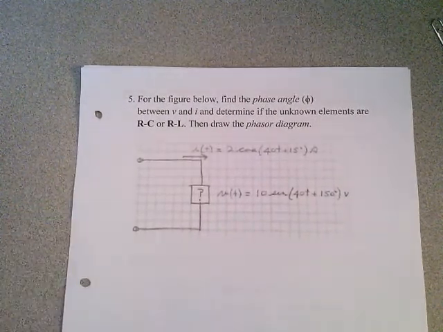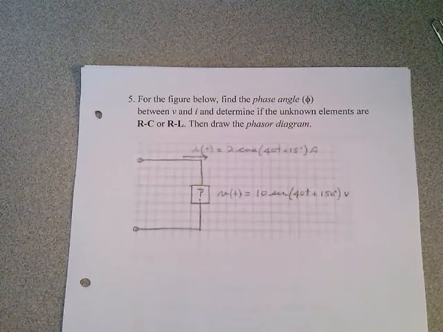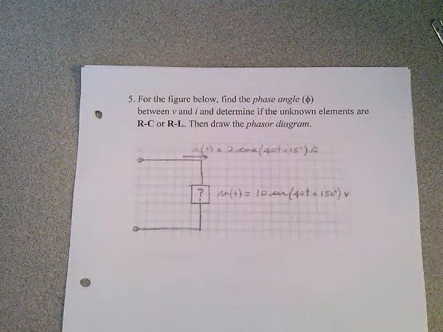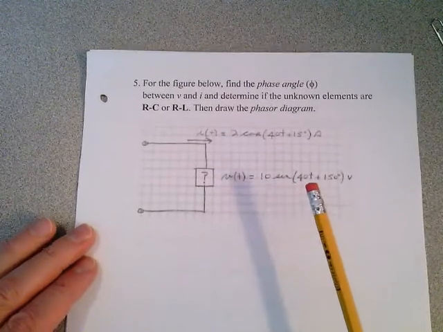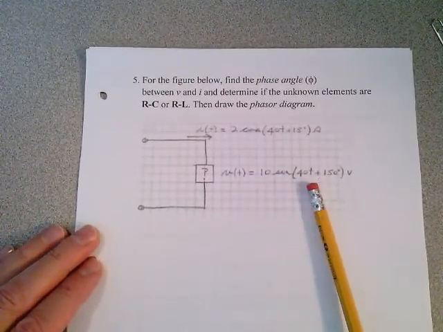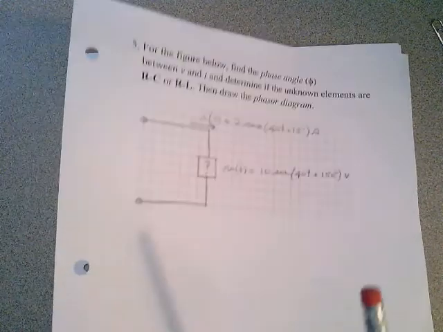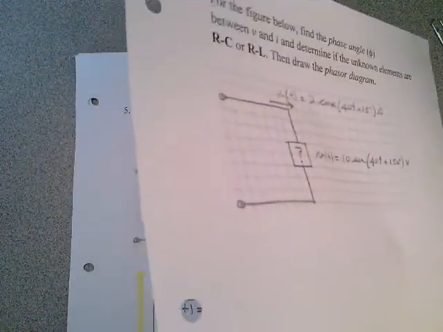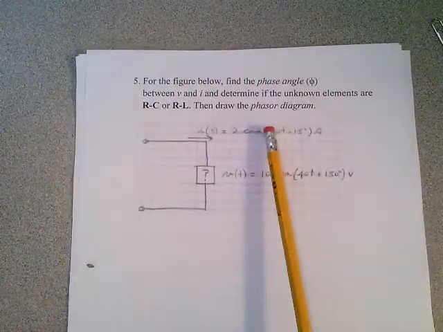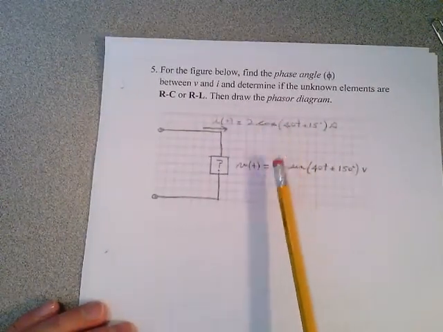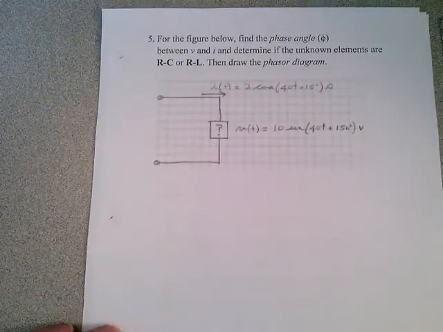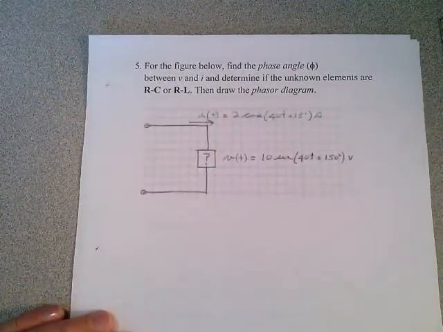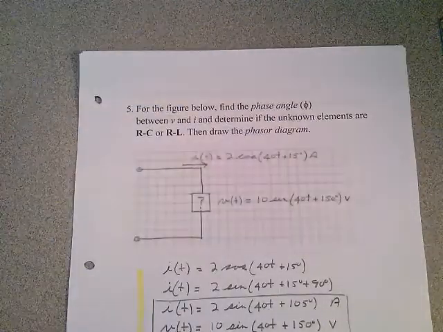Problem number 5. For the figure below, find the phase angle phi between voltage and current and determine if the unknown elements are RC or RL, and then draw the phasor diagram. So I'd like you to take your time based on what we've talked about. You should be able to make your conversions one to the other, compare apples for apples, and then do a phasor diagram. Stop the video, see if you can get an answer.